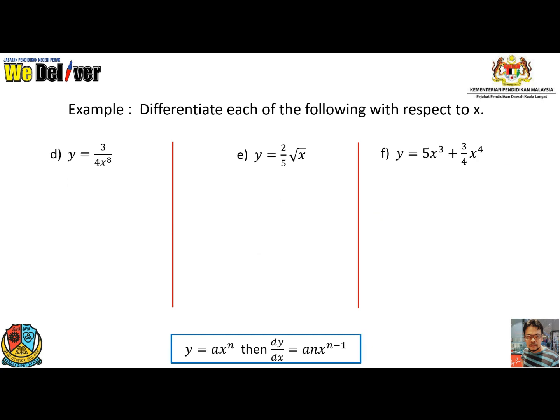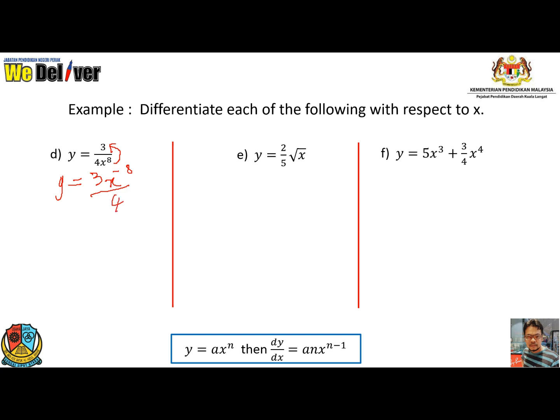Okay, look at example D. You're given the function y equals 3 over 4x to the power of 8. So before we differentiate y with respect to x, we have to simplify using law of indices. Make x the numerator. You get y equals 3, so bring x power 8 above, you get x to the power of negative 8 over 4.